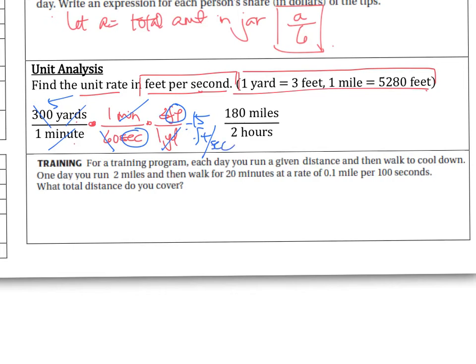Okay, the same thing goes with the other one. Miles to feet, the conversion rate, could do 5280 feet to 1 mile. And then I know that in 1 hour, there's 3,600 seconds. So now I can cancel the mile, I can cancel the hour, and I'm left with feet per second.